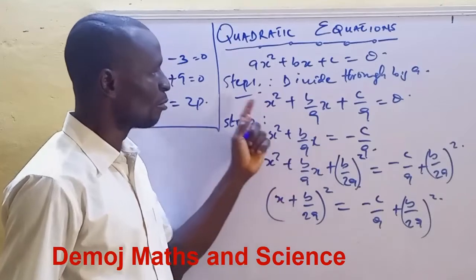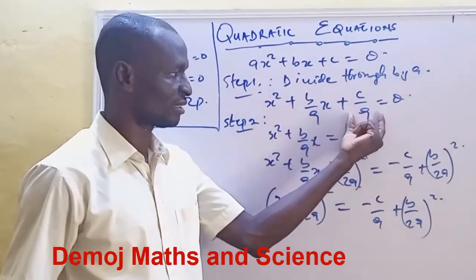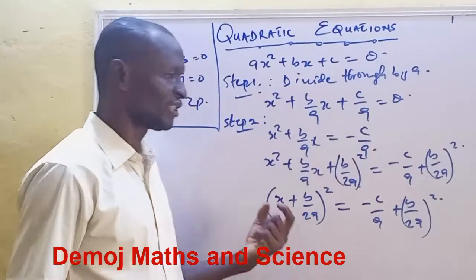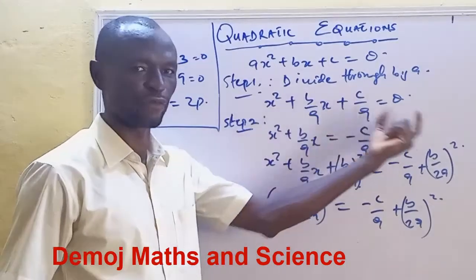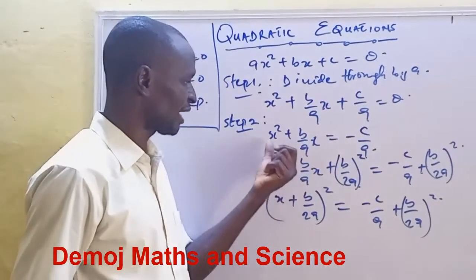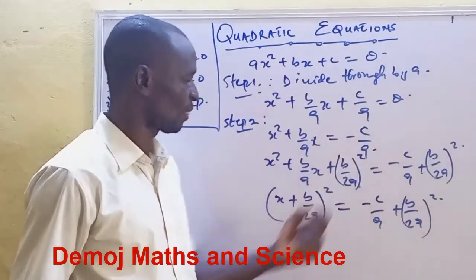Now, in step 2, move what you have as a constant to the other side. How did we do that? We subtracted c over a from both sides of the equation, so that x squared plus b over a x is equal to minus c over a.